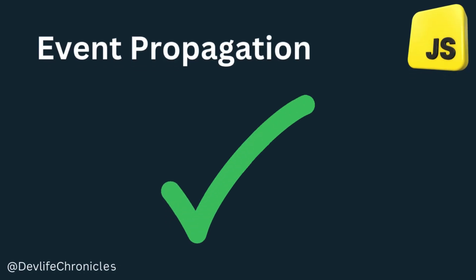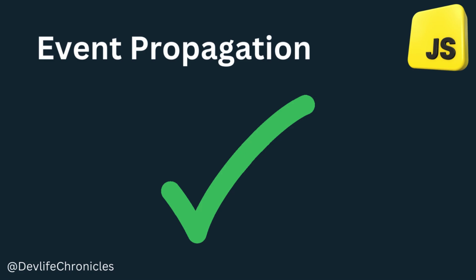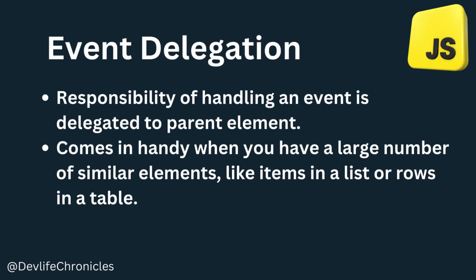And that's a wrap on event propagation in JavaScript. Now that we have a fairly good understanding of event propagation, we are ready to discuss event delegation. Event delegation is a technique in JavaScript where we delegate the responsibility of handling an event to a parent element. By doing this, we avoid attaching multiple event listeners to individual elements, which is especially useful when you have a large number of similar elements like items in a list or rows in a table.